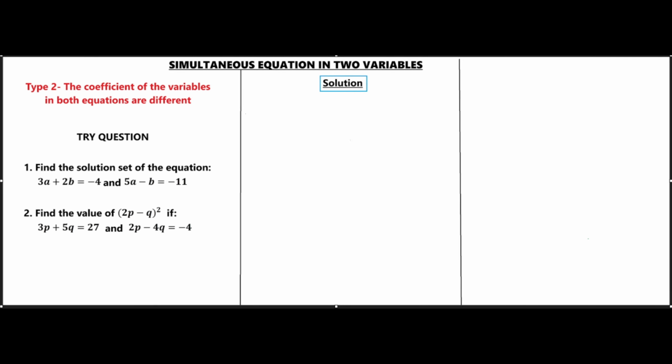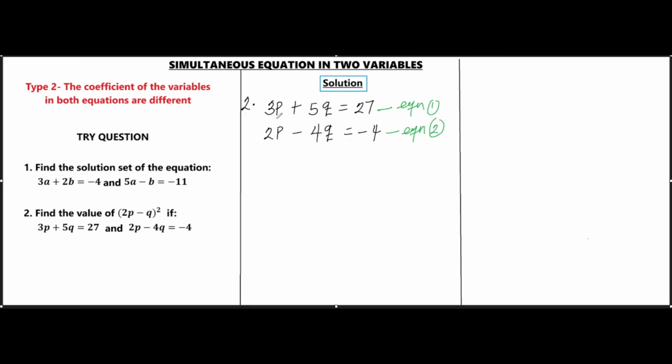So question 2 of type 2, we have to find the value of the expression 2p minus q all squared, given the equation. So this is question 2. So we have the equation 3p plus 5q equal to 27 and 2p minus 4q equal to minus 4. So these are the equations. This is equation 1 and this is equation 2.